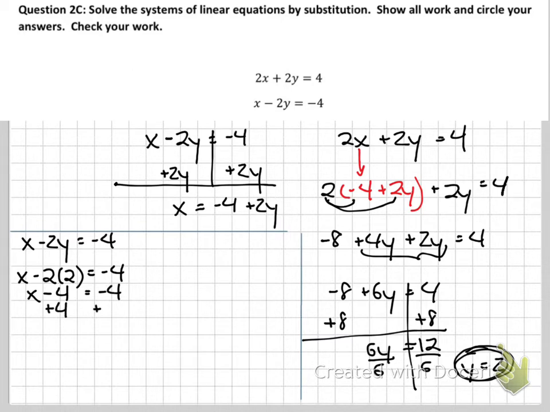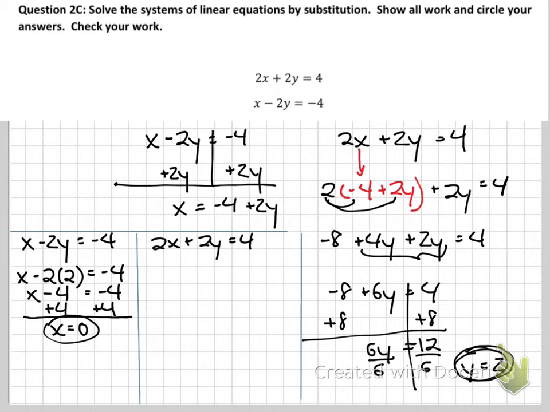I will add 4 to both sides, and I find that x equals 0. Again, it's really always a good idea to check your work. And we check our work using an equation that we didn't just use. So I'm going to use an equation that's different from x minus 2y equals negative 4. In this case, it's 2x plus 2y equals 4.